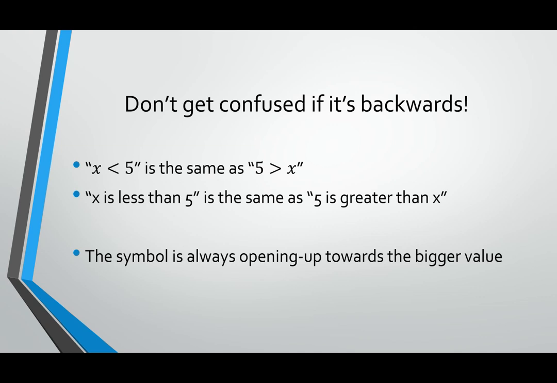Don't get confused if it's backwards. X is less than 5 is the same thing as 5 is greater than x. So these two things mean exactly the same thing. Try not to get too bogged down with the details. Basically, what it comes down to is the way that sign opens up. It's always opening up towards the bigger side and pointing away from the smaller side. So in this case, it's saying 5 is bigger than x. In this case, it's also saying that 5 is bigger than x. So both versions mean the same thing.